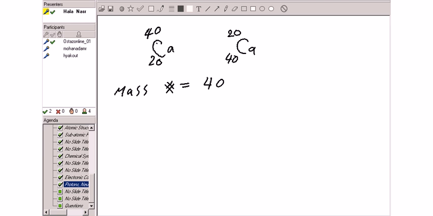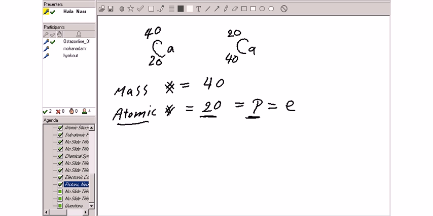Now, Ahmed, can you tell me what's the atomic number of calcium? Very good. It's the smaller number. It's 20. And it's equal to the number of protons. The atomic number, very good. So it's also equal to the number of protons. And the number of protons in any neutral atom is equal to the number of electrons. So this 20 represents the atomic number, the proton number.